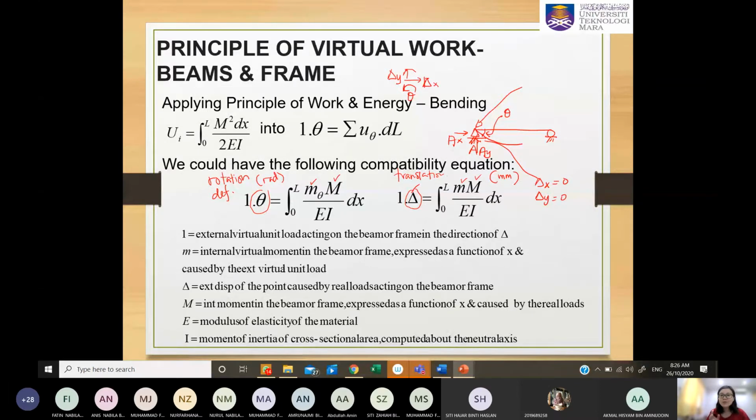Now I want to test you, at B. So now we have this support reaction By. May I know at this B, what is the value of delta X, delta Y, and also theta? So can I have from you delta X? Any value? 0. How about delta Y? 0. How about theta?